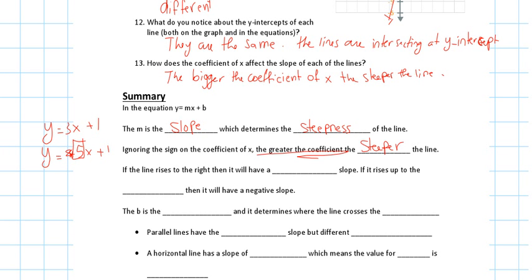So if your line is rising to the right, that means going like this, it has a positive slope, and if it rises up to the left, then it will have a negative slope.